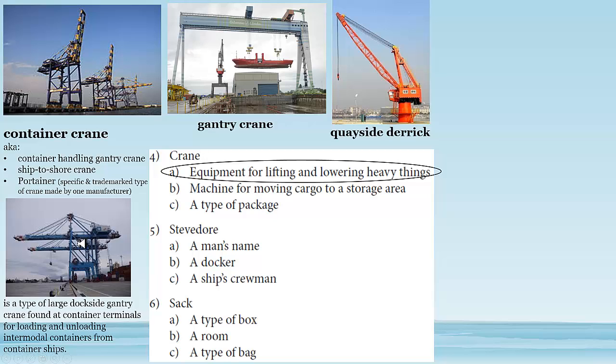Here we have the portainer. It's a crane. It pretty much can roll, but you can't really lift the mast up and down. But a derrick you can.